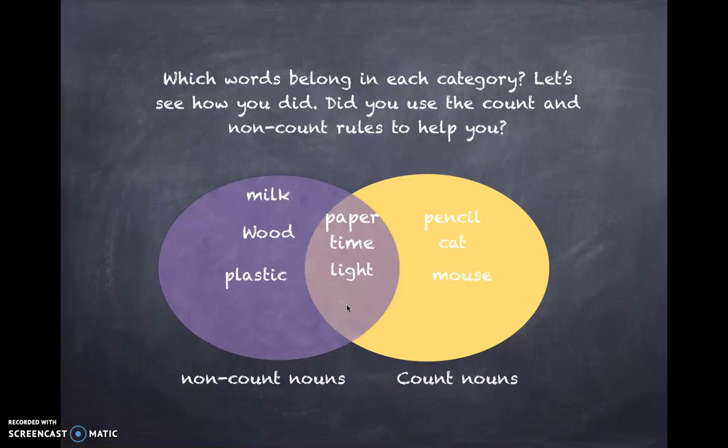Hopefully you came up with something like this. Paper, time, and light are the 3 crossover nouns. Milk, wood, and plastic are non-count nouns. You generally won't write a milk, a wood, a plastic. Pencil, cat, and mouse. Well, you can have more than one of all of those, so those are count nouns. Light, you might have more than one light. Or there may be a brilliant light in the sky.